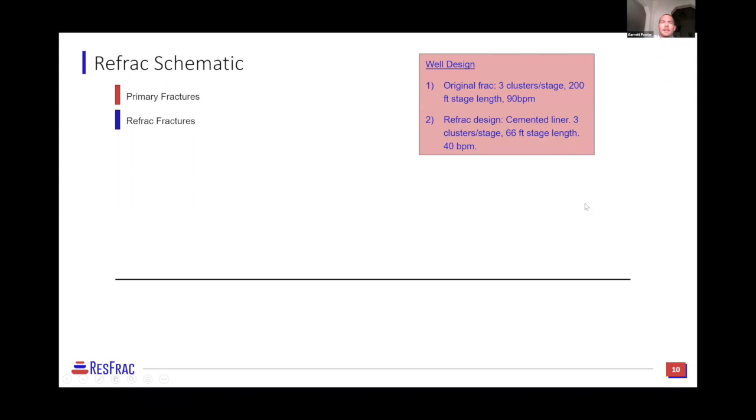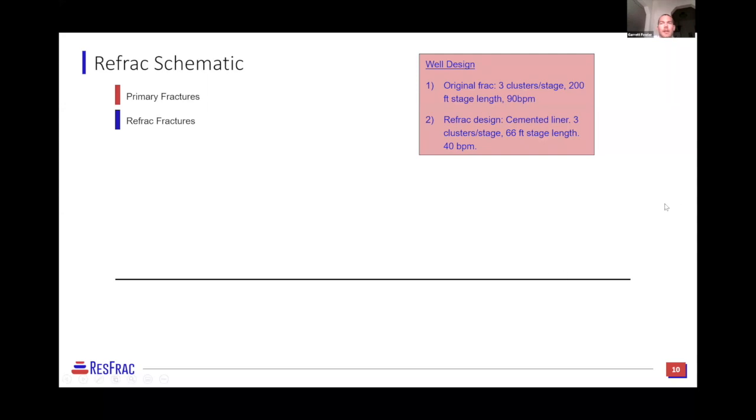So first, I'm going to exercise my art degree in using schematics to describe the process that we're trying to model. So the idea is that we have, and I forgot to change the text here, an original frac, which is going to be 3 clusters over a 200-foot stage length and pumped at 90 barrels a minute. Then when we want to refrac, we're actually going to cement in a new liner, and we're going to do 4 clusters per stage at a 66-foot stage length, and obviously have to pump at a much lower rate because we will be going through a liner.